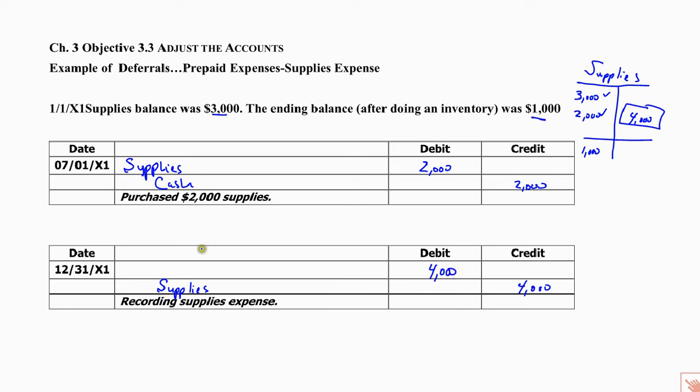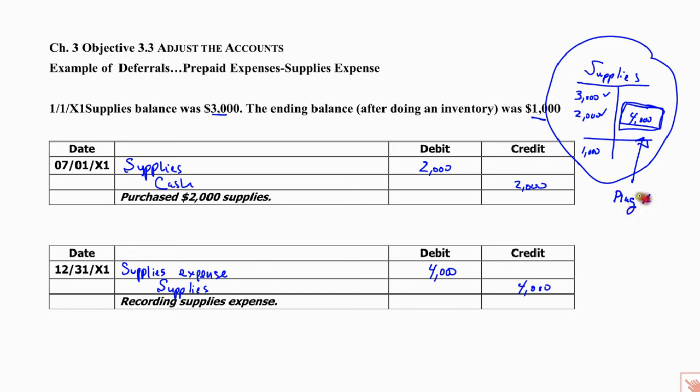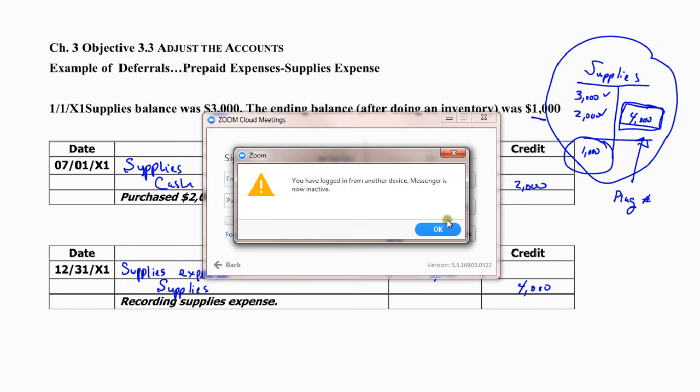Okay. And we're going to call that supplies expense. So this $4,000 is our expense. We use this T account as a way to back into that number. So we plug the 4,000. That's our plug number. And how did we get that? Somebody did an inventory count, which if you've ever done one of those, you know how painful those can be. But the reason we do it is to figure out expenses.